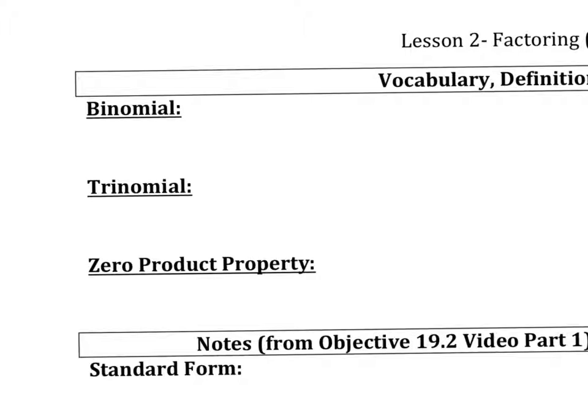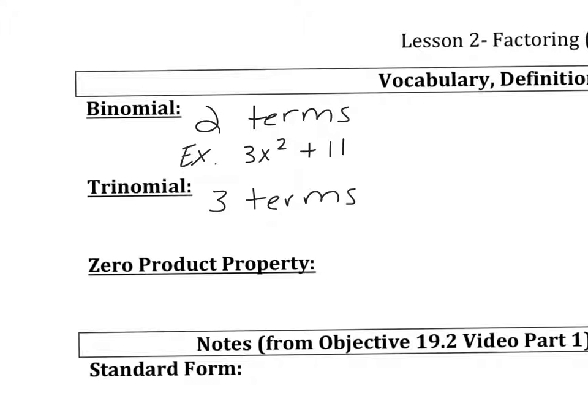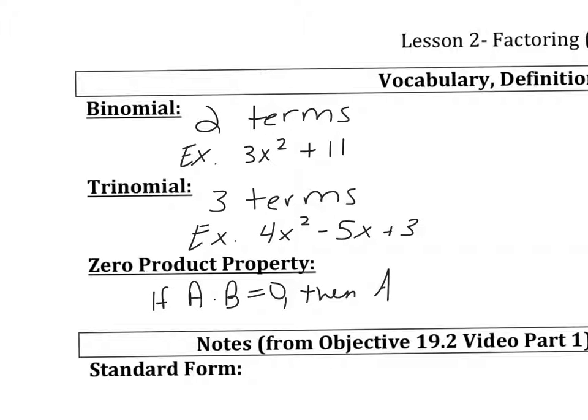So we need to know that binomial means that we have two terms, so two pieces basically. So an example would be 3x squared plus 11. There's two terms. A trinomial is three terms. So for example, 4x squared minus 5x plus 3. And then the zero product property would be if a times b equals 0, then a equals 0 or b equals 0.